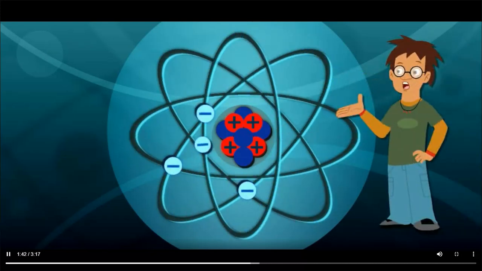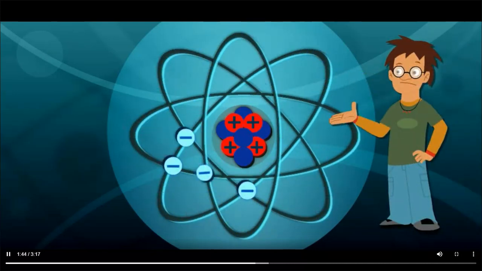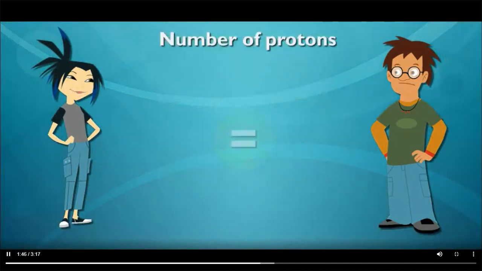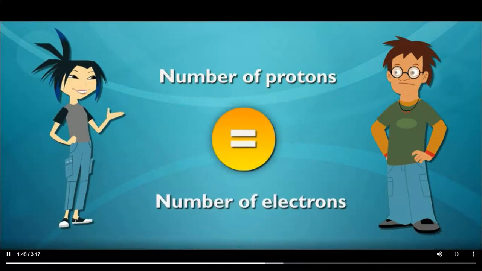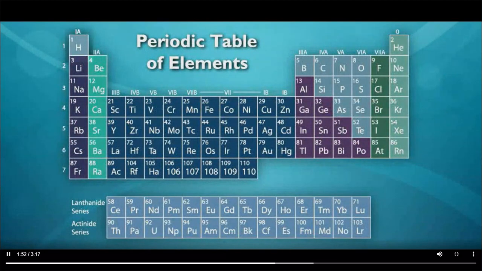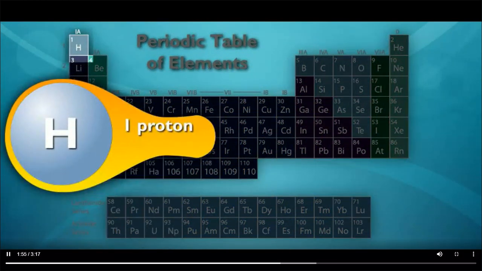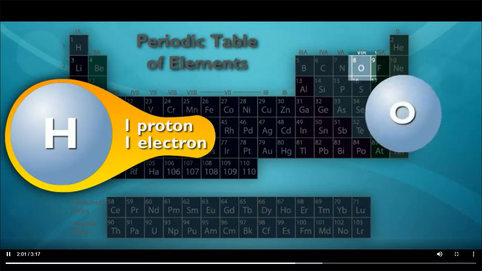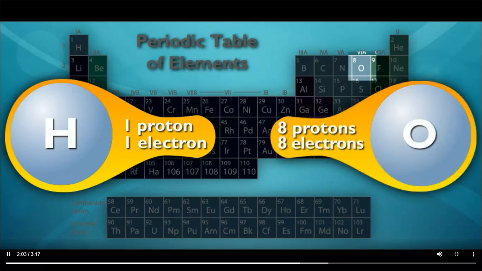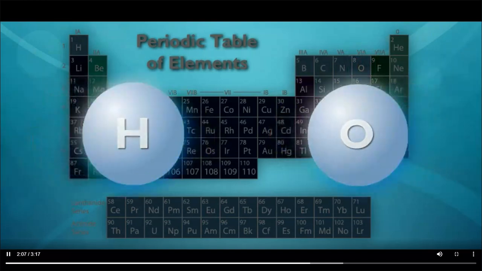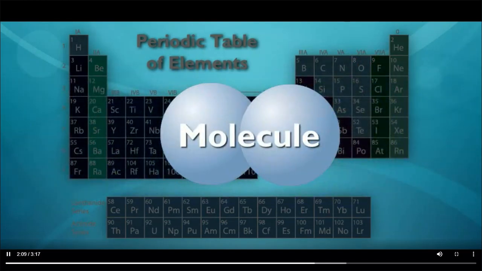So how many protons and electrons are there in an atom? The number of protons in an atom is equal to its number of electrons. That number determines what element the atom makes. The element hydrogen has one proton and one electron. It's number 1 on the periodic table. Oxygen has 8 protons and 8 electrons, so it's number 8. Get it? When two atoms combine, they make a molecule.